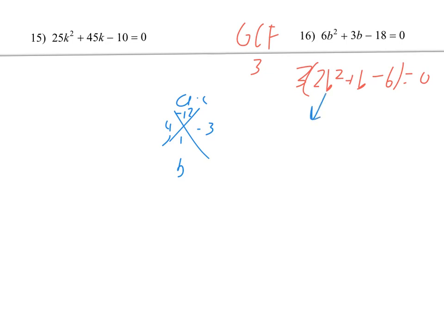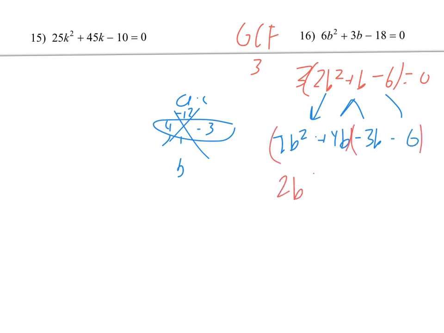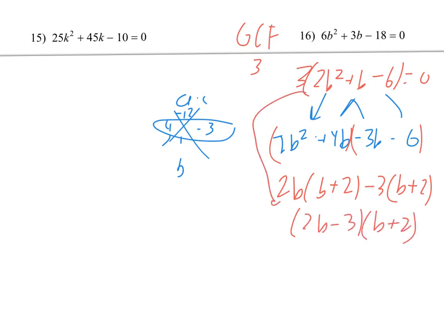However, I do need to use my grouping here because I got that 2b squared. And so this splits up into these guys. So it'll be plus 4b minus 3b. And then the minus 6 out there. So then we'll do our grouping. So I can take out 2b, leaves me with b plus 2. And I can take out a -3, which leaves me with b plus 2. So 2b minus 3, and then b plus 2. And then I still technically need this 3 out front, and we're going to set that equal to 0.